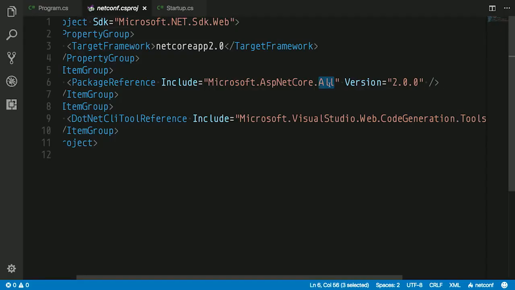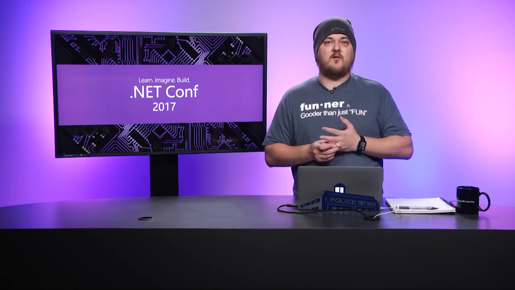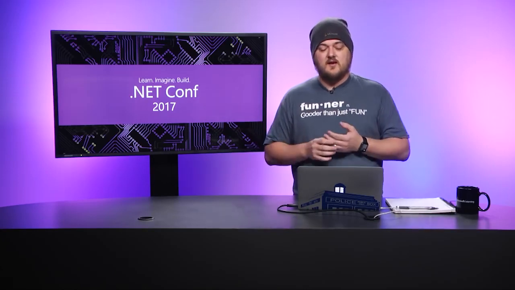Because I'm using the all meta package, that's why my publish output was really small and it didn't have much in it. It's also why I had like every API in IntelliSense. So certainly while you're learning, use the all meta package. I actually think you should just use the all meta package pretty much all the time. It just gives you the one version number to worry about, gives you all the IntelliSense, and everything is great.